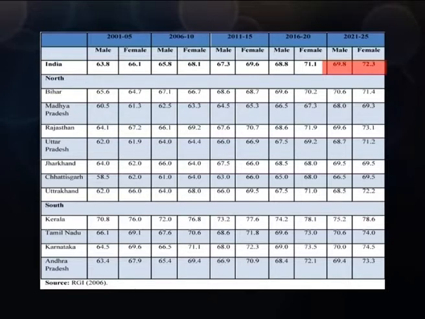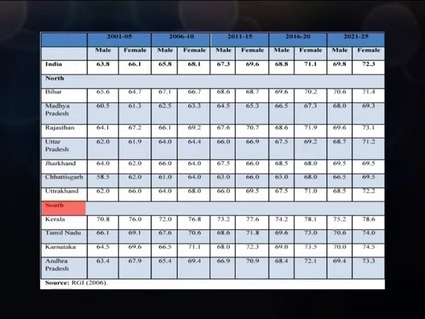25. Within the north, though there is some better performance than the national average, such as Bihar, Jharkhand and Rajasthan, it is only Rajasthan which has life expectancy higher than the national average for both males and females. While in case of Bihar and Jharkhand, the life expectancy is higher than the national average only in case of males, and things are not going to change even by the period 2021 to 25.